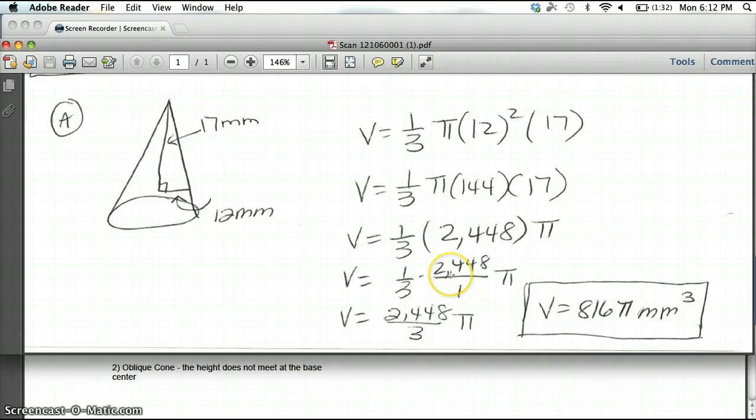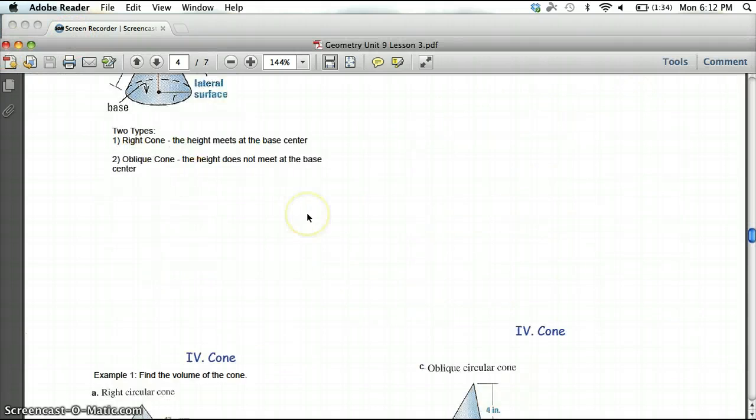So 1 times 2,448 is 2,448 divided by 3. So 3 divided into 2,448 is 816. So my volume is 816 pi millimeters cubed. Okay.